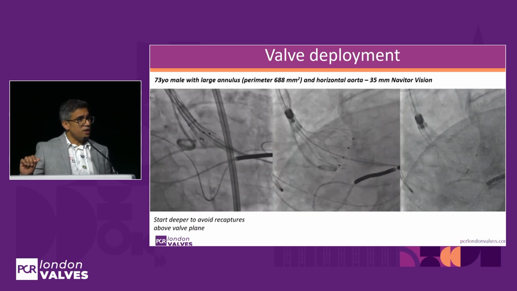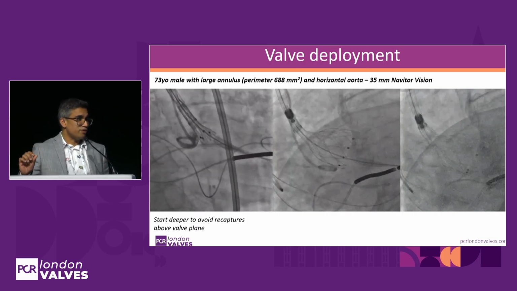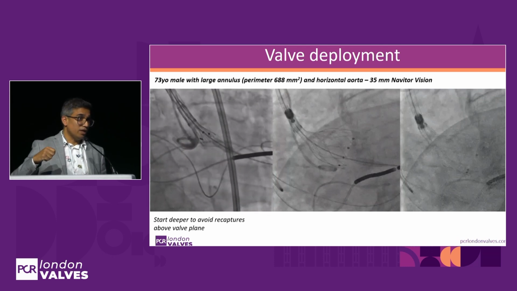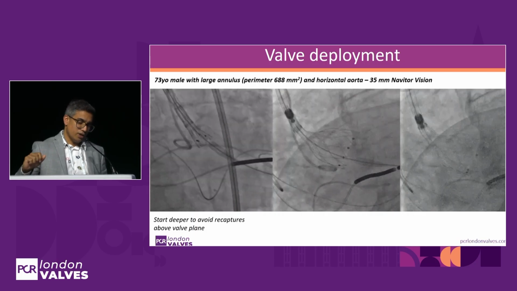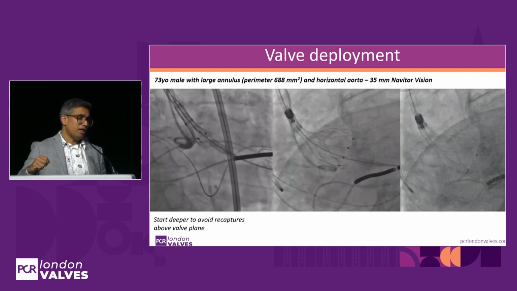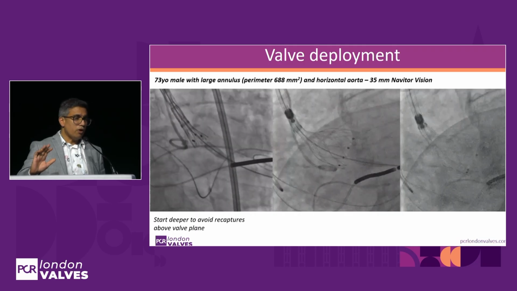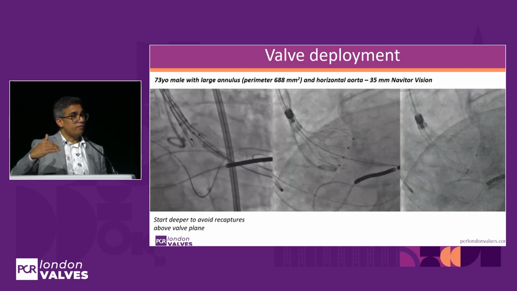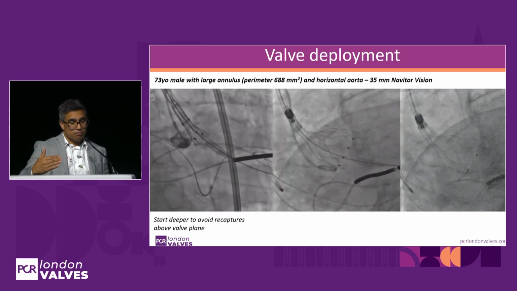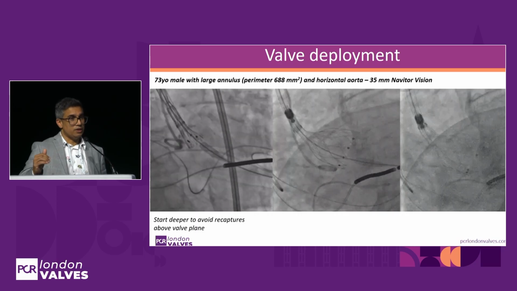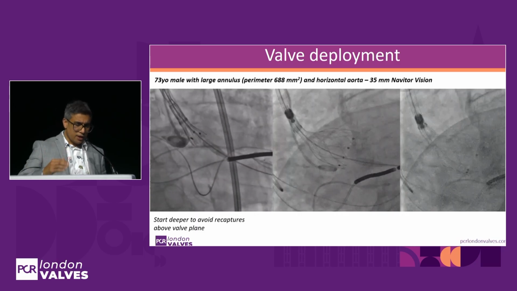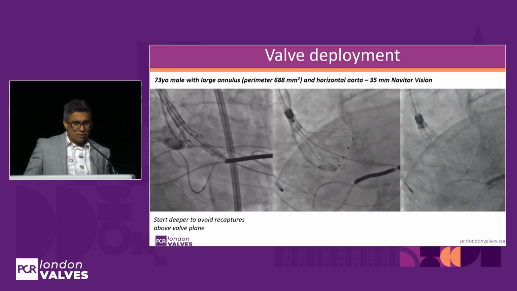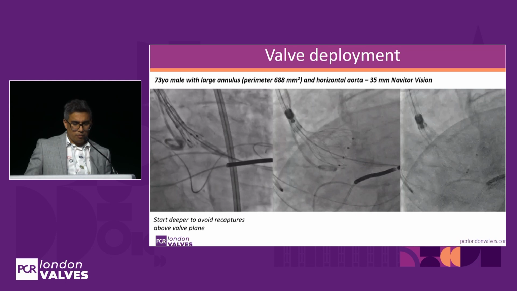It's important with these that because of the engineering feat of getting the 35 millimeter valve into that 15 French, it's relatively tight within that sheath, and it can make it difficult to recapture. So you want to avoid recaptures as much as possible. You definitely want to avoid recapturing above the valve. So you want to start perhaps a little deeper than what you would normally start with this valve. Usually start in the cusp overlap view. We start somewhere between 3 and 5, and then it's a very slow release.